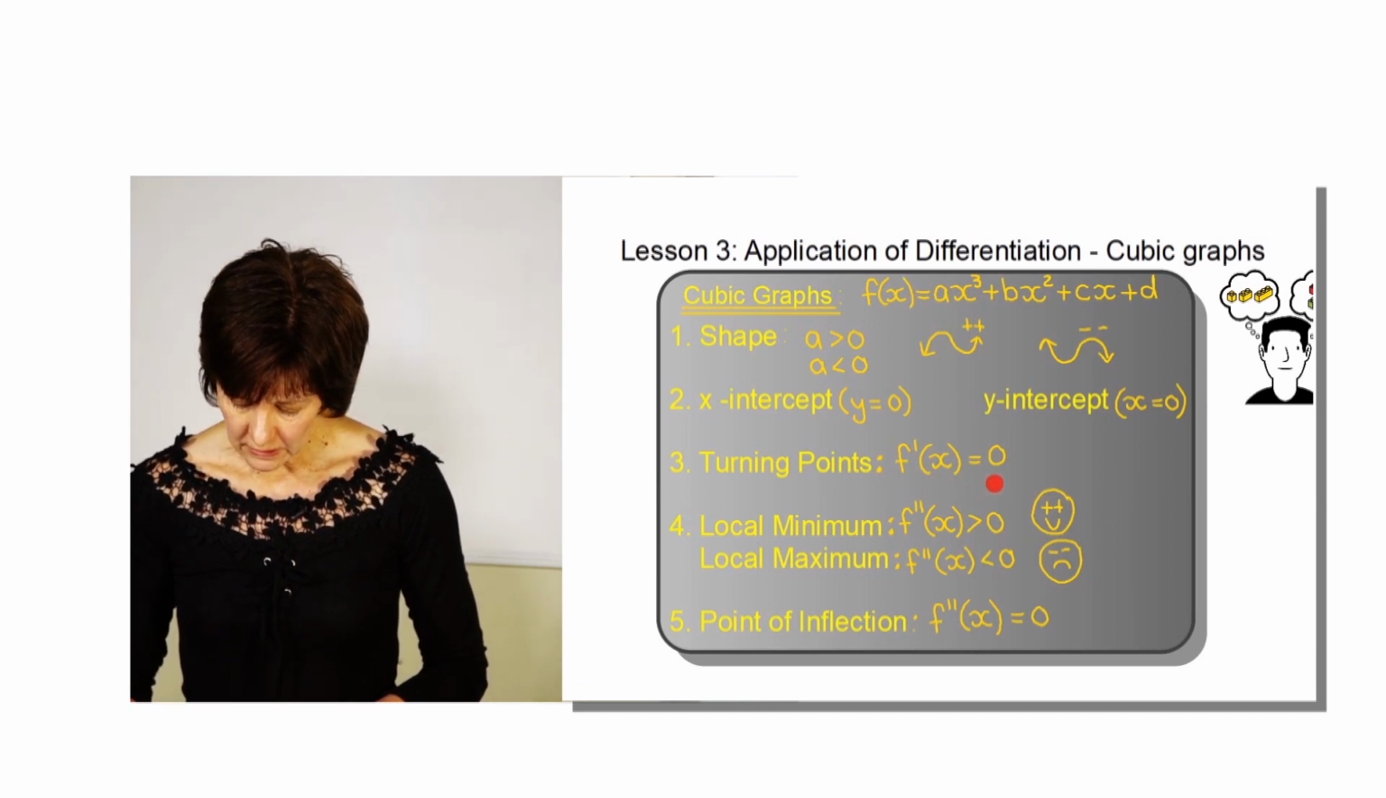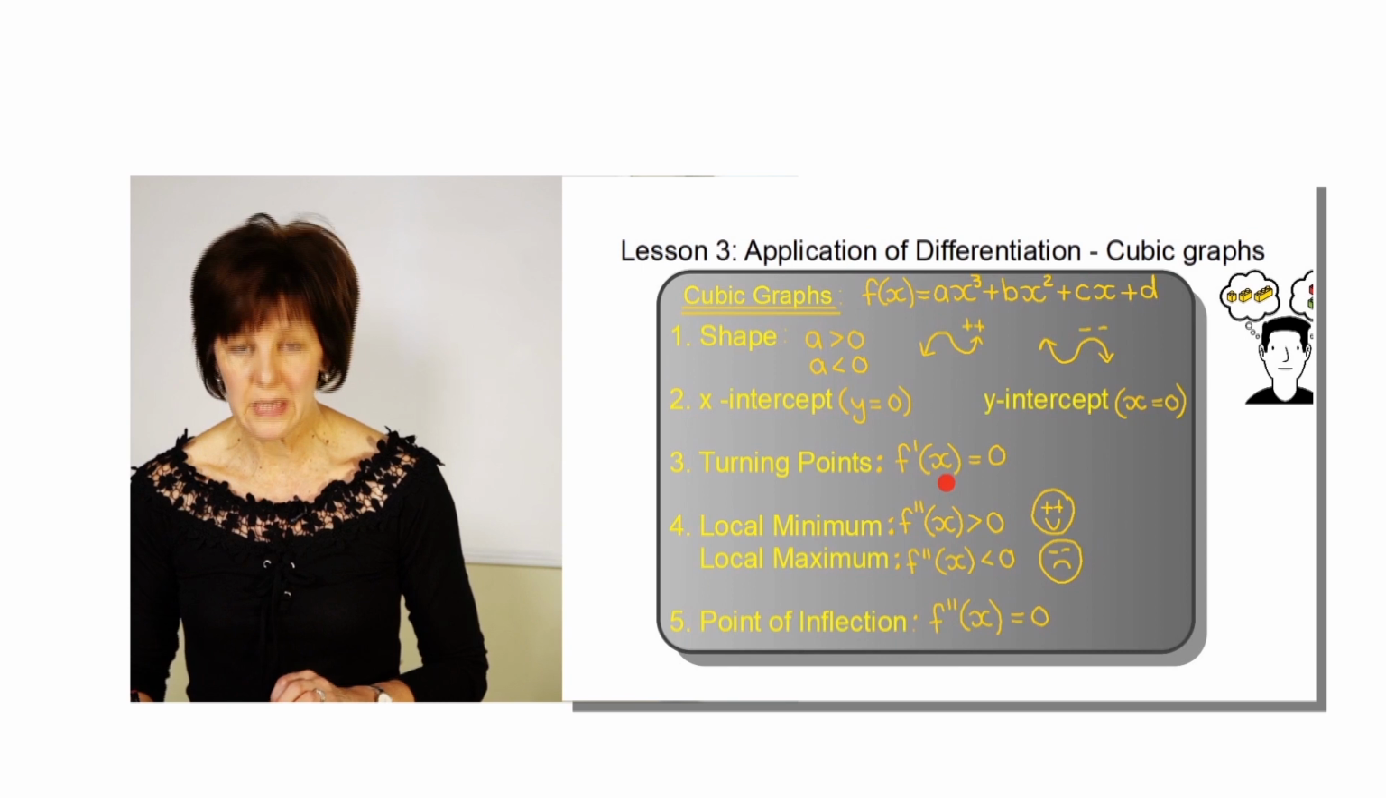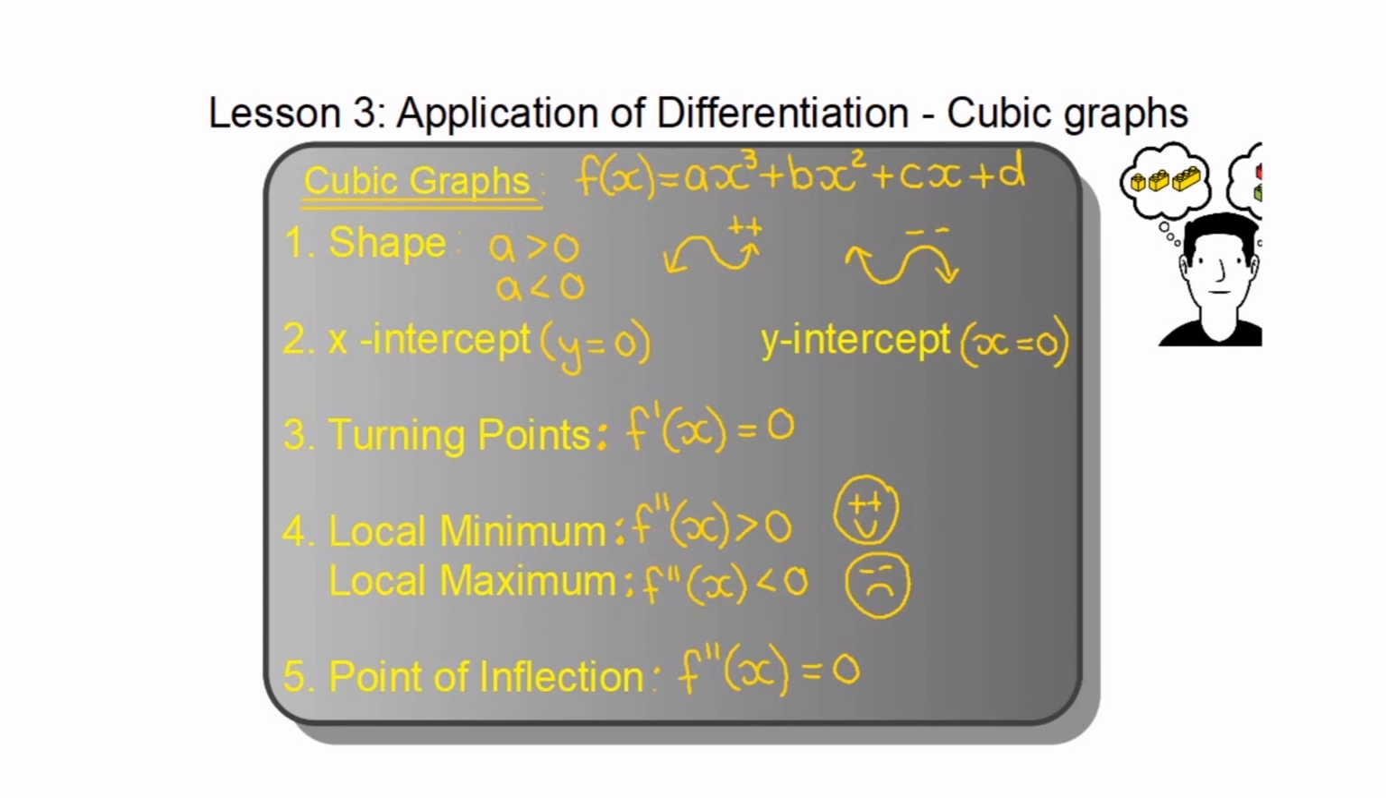If I want to decide which one of these turning points is a local max and which one is a local minimum, I can use second derivatives. If the second derivative for a specific x value comes out greater than 0, positive, then it's a local minimum. If the second derivative for a specific x value comes out negative, then it's a local max. Then the point of inflection will be where the second derivative is equal to 0. So that's the theory, things you should actually know and learn.